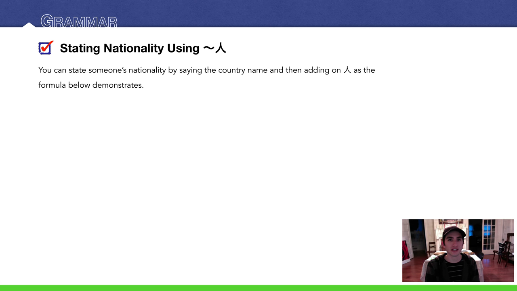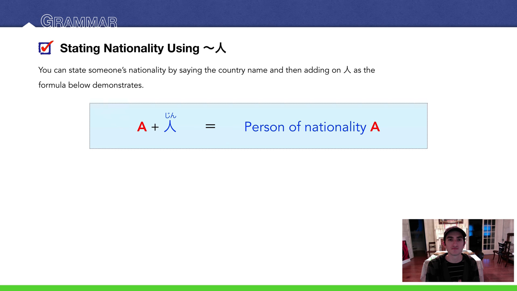How do you state nationality in Japanese? Well, it's not very hard at all. You literally just put the country name and you add jin. This kanji character actually is the character for person. So you're saying person of this country.